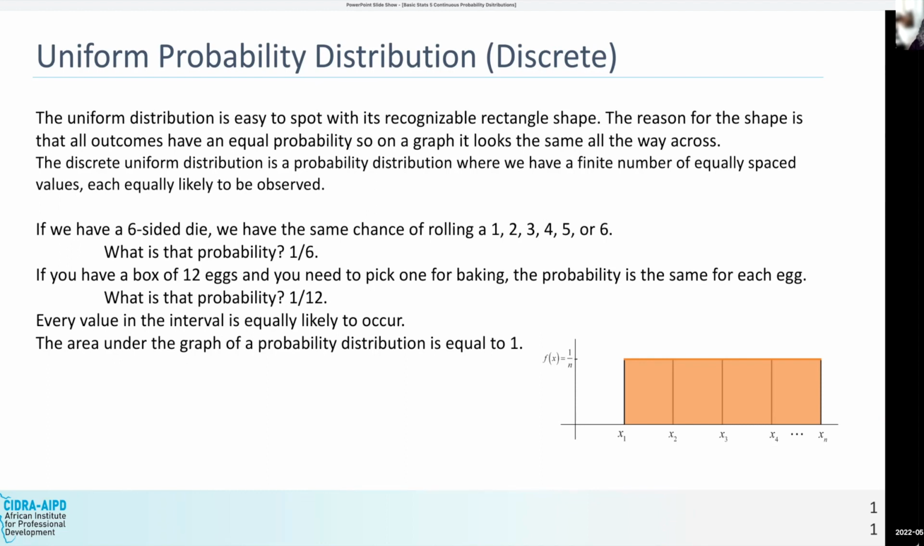You have a box of 12 eggs, and you need to pick one out for baking. The probability of you picking any single one of those 12 eggs is exactly the same, and that probability is, yep, you got it, 1 out of 12. And as you can see, every value in the interval is equally likely to occur. The area under the graph of a probability distribution is equal to 1.